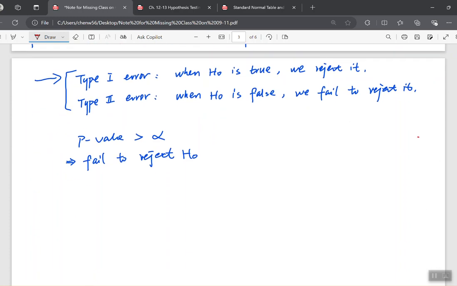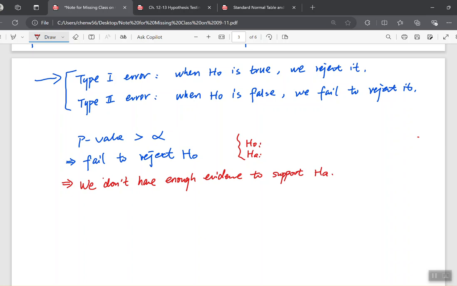All right, correspondingly, the other way. If you fail to reject a null hypothesis, that means there is not enough evidence to say the null hypothesis is not true. So the other way, we say we don't have enough evidence to support our alternative hypothesis.